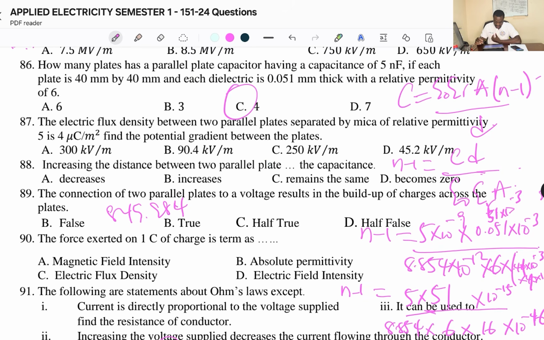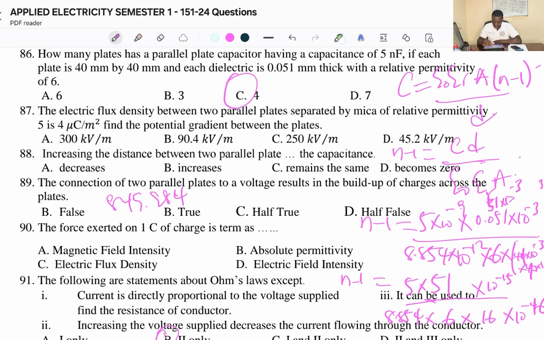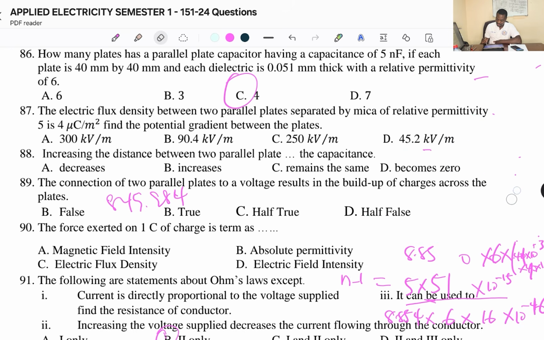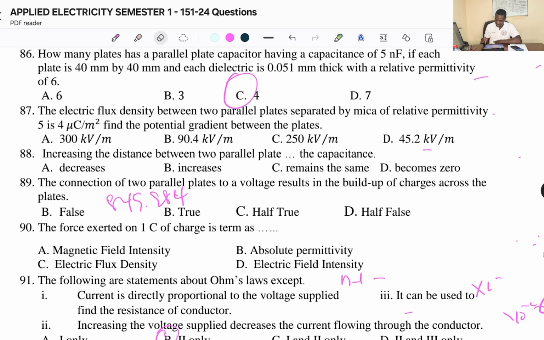Now question 87. The electric flux density between two plates separated by a material of relative permittivity 5 is 4 microcoulombs per meter square. Find the potential gradient between the plates. So potential gradient is the same as the electric field strength, right? So we have electric field strength being the same as the potential gradient.